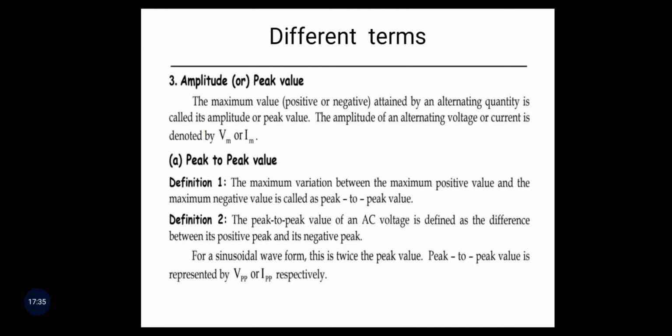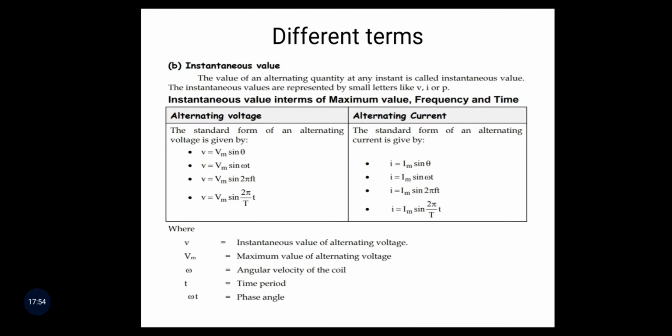Peak to peak value is represented by Vpp or Ipp respectively. So peak to peak value is 2 times the Vmax value. That means peak to peak value is 2 Vm or 2 Im.